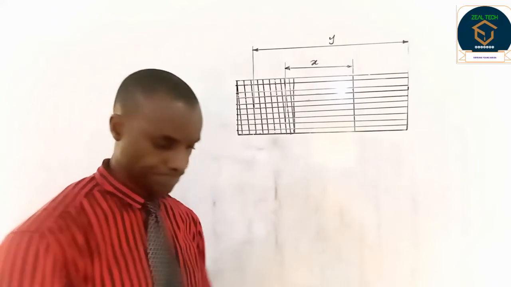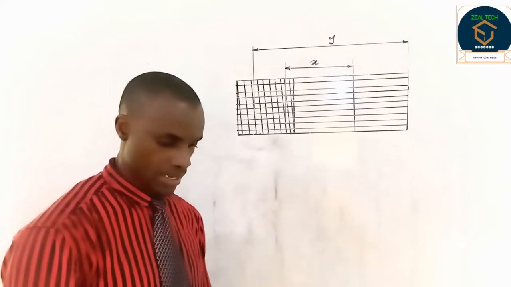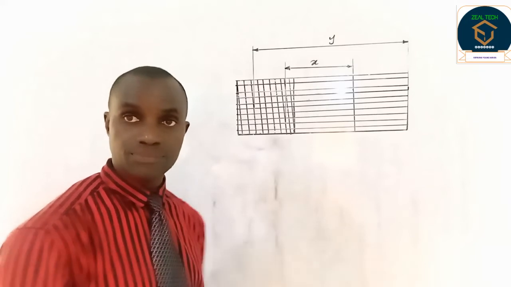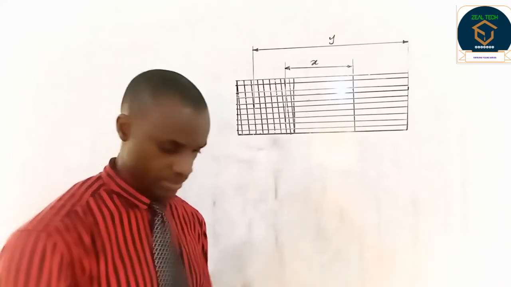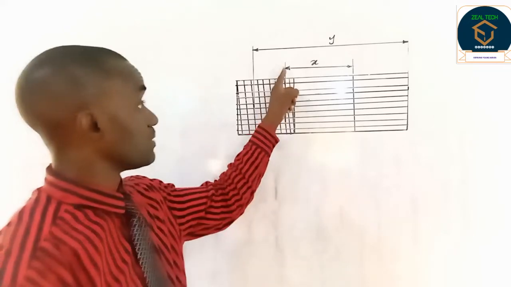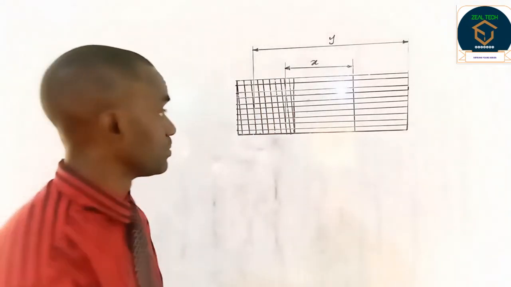Figure 2 shows the diagonal scale. Use it to answer questions 4 and 5. Now, question 4 asks the following: the length of x, only from here to here. See how it is done.